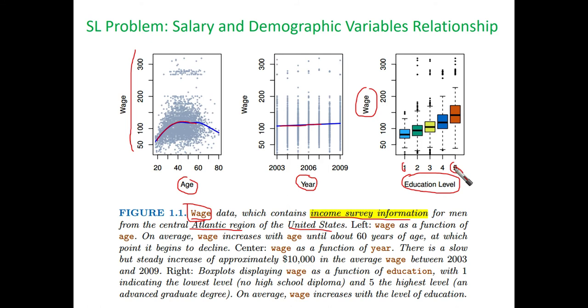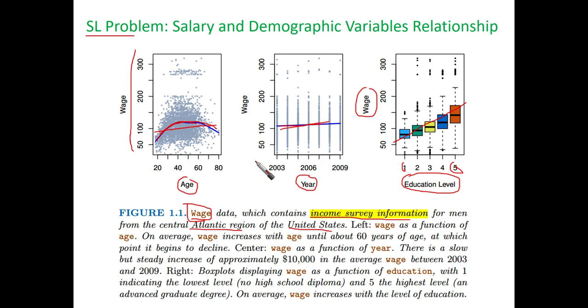So maybe it can be predicted with some sort of linear relationship. This is also a linear relationship, but here it is a little bit non-linear. Now how about if we consider all of these variables, age, year and education level, and try to predict or estimate the salary? How does that happen? That is one kind of problem that should be dealt with by statistical learning.